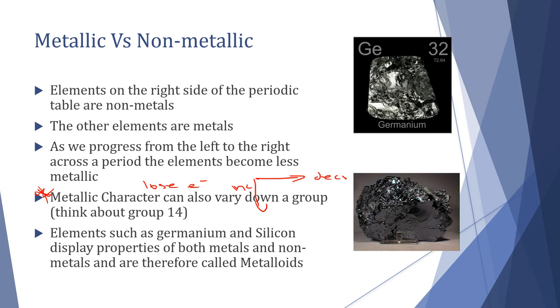So elements such as germanium and silicon display properties of both metals and nonmetals, and they're called metalloids. Silicon will also have particular special semiconductor properties, and the metalloids are used in a number of different things in material chemistry. So just a point to remember that metallic character is all about how readily a metal will give up its electrons. The more strongly the electrons are held, the less metallic something will be.